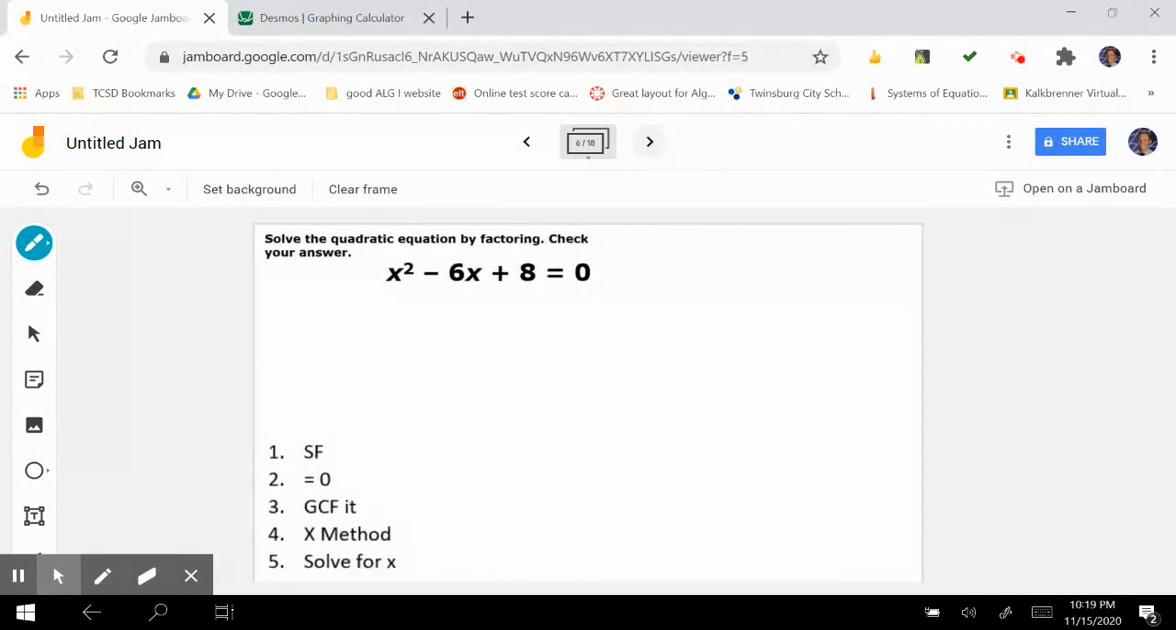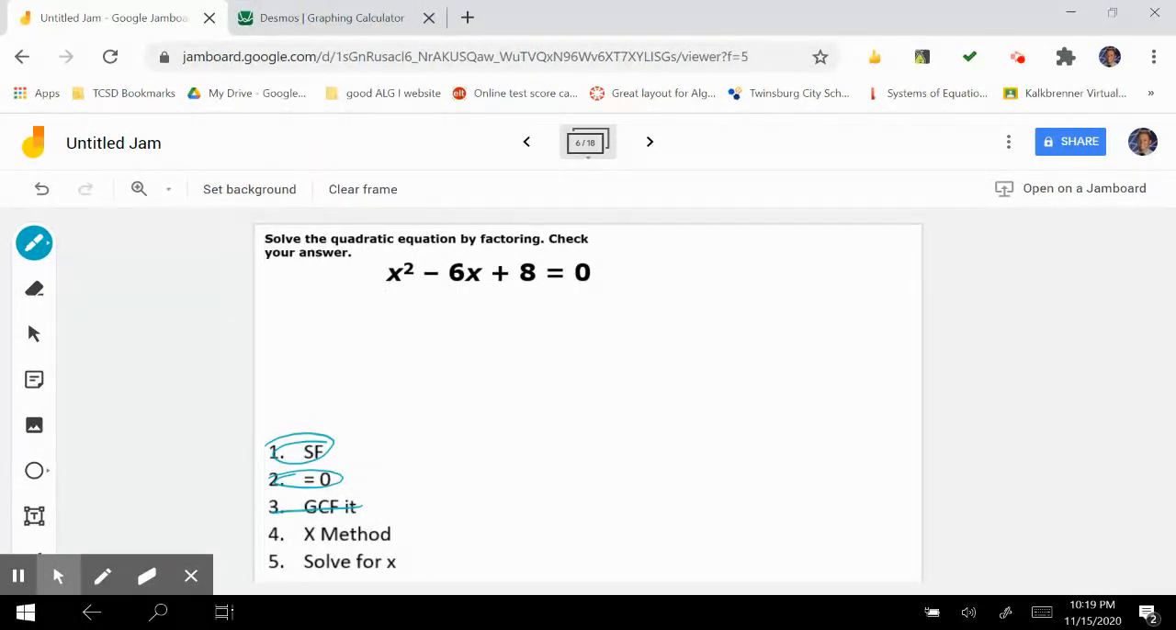So our first problem says solve the quadratic by factoring. So the very first step: is this in standard form? My a is 1, my b is -6, my c is 8, and then it's set equal to 0. So that's in standard form. So that's done. Is it set equal to 0? That's done. Can I GCF it? What do 1, 6, and 8 have in common? Well, the only thing that 1 can possibly be is 1. Do they have x's in common? Nope, so there's no GCF.